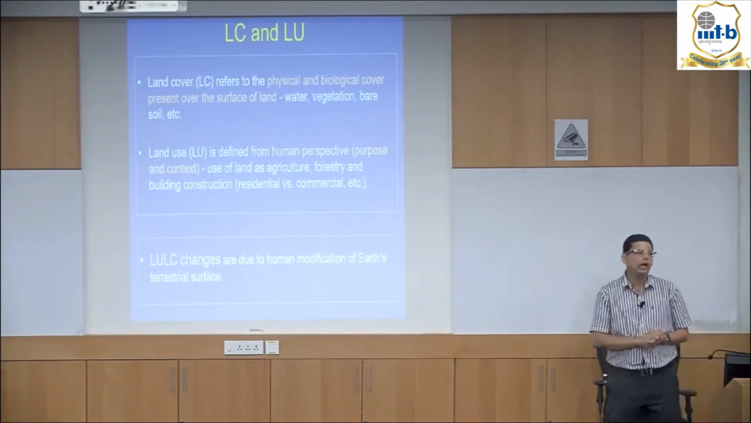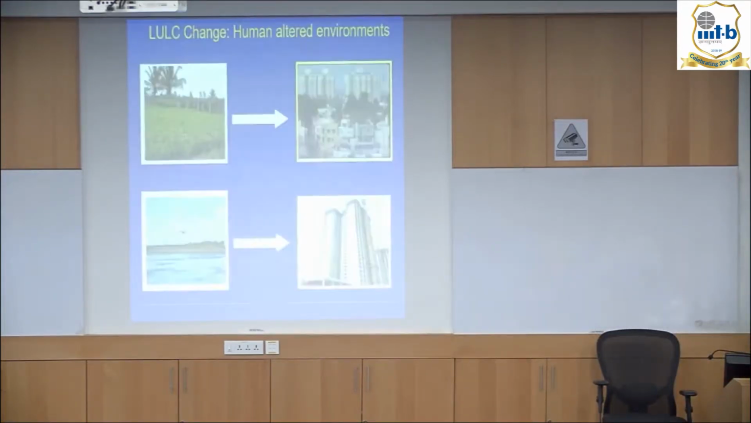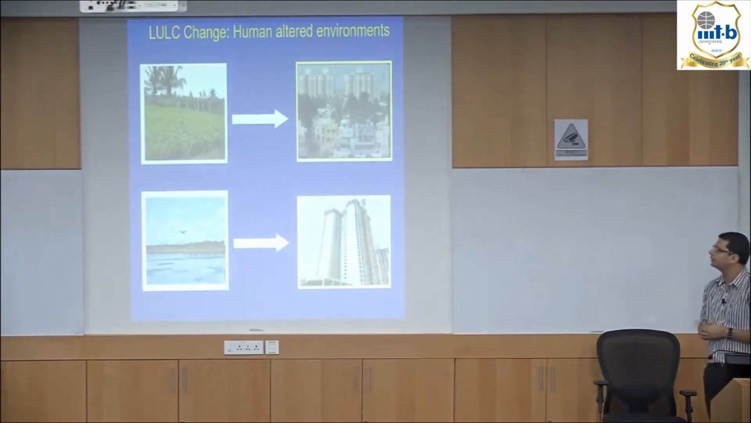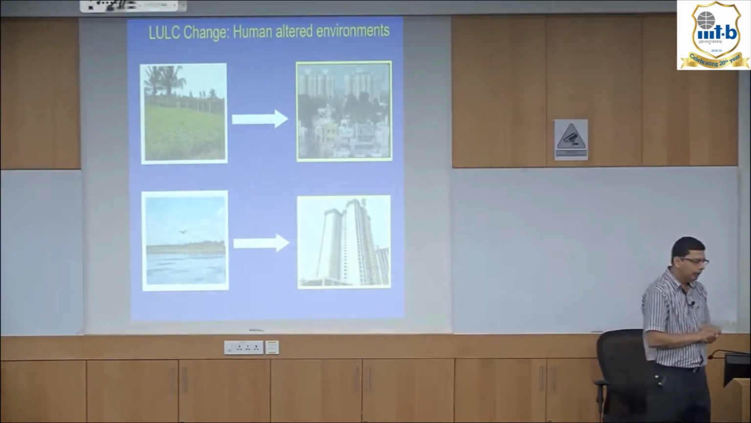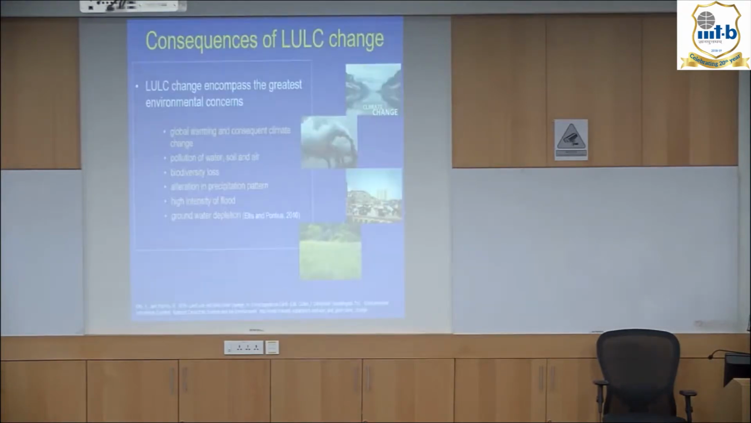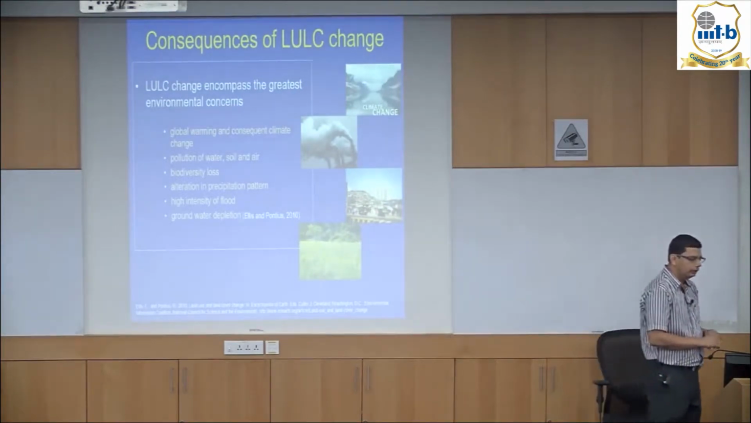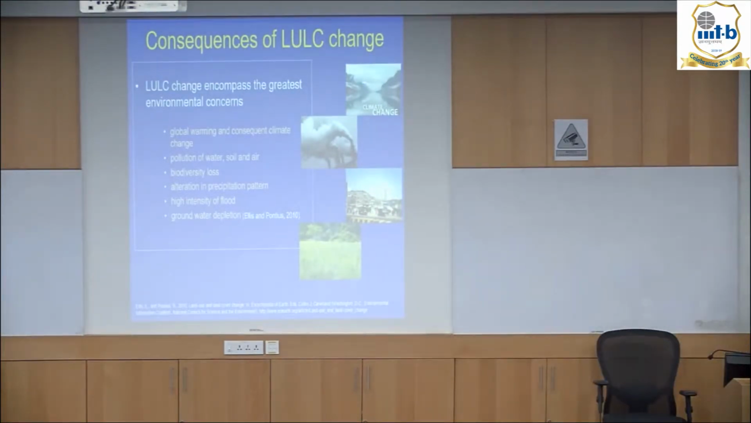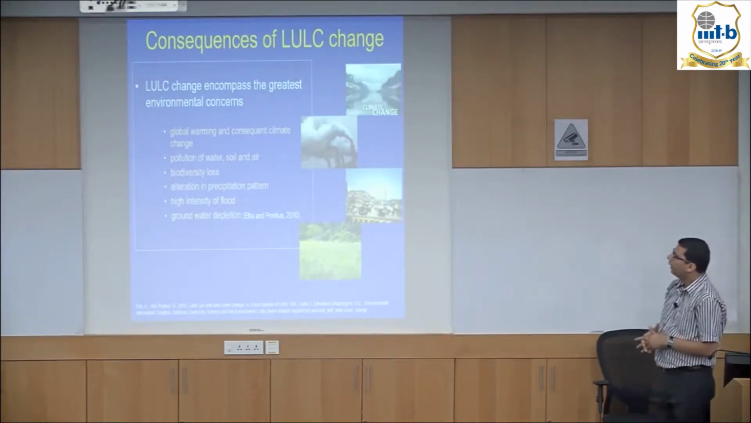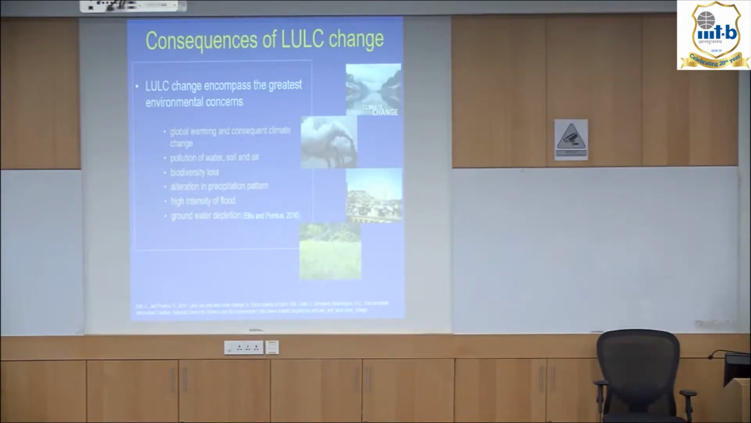In recent times, large scale land cover, land use changes are happening around the globe, and these have some very detrimental effects. Here you can see large scale farm tracts being converted to residential apartments, and water bodies being filled up and converted to buildings. These are pictures taken in and around Bangalore, and in some sense they also cause a lot of environmental concerns, from global warming to pollution of air, soil, water, biodiversity loss, alteration in rainfall, flash floods, and so on.